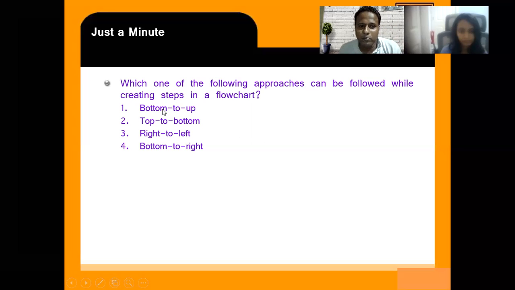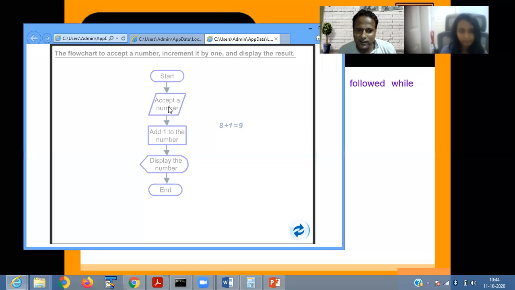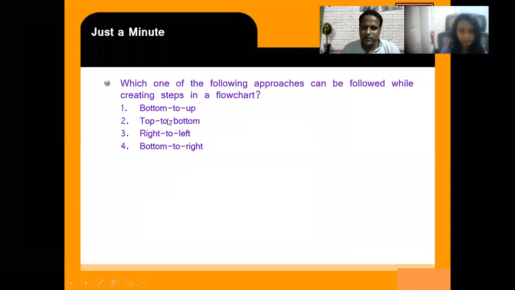Okay. Bottom to top means the flowchart will go from bottom to top, means the arrow is directed from bottom to top. It is not bottom to top because bottom to top means the arrow is directing upward, but here the arrow is directing downward. So it is incorrect. Got it? Yes, it's not bottom to top.